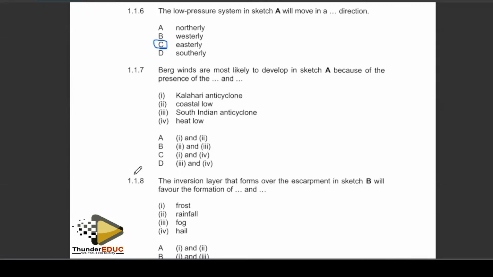I think we can just summarize the berg winds. The berg winds form from the interior. You know the shape of the landscape of South Africa, right? The sea is there, and this is our coast. And this is our interior. We are on a plateau here. And remember, we have an escarpment.